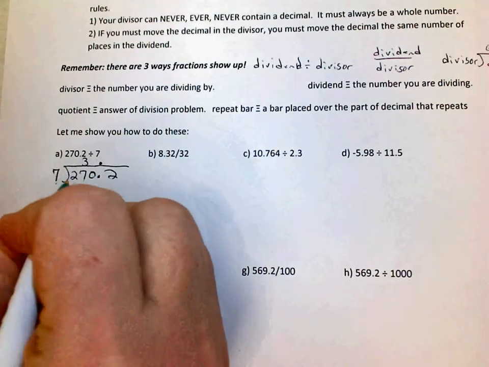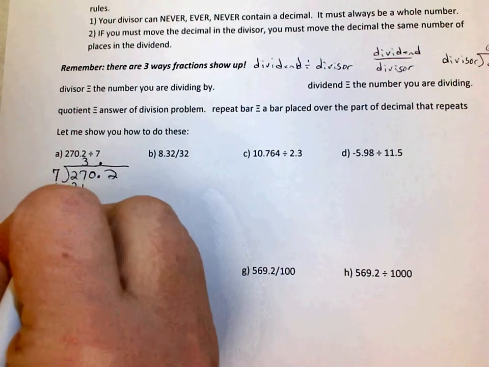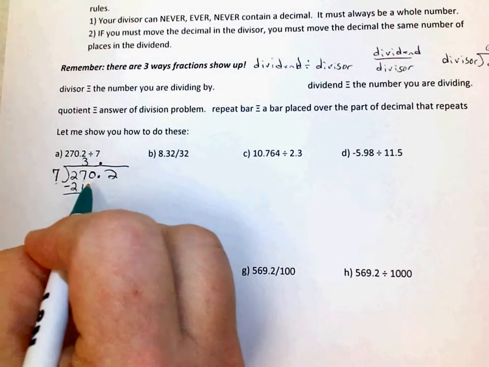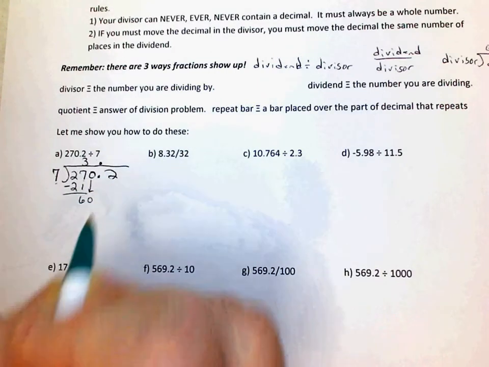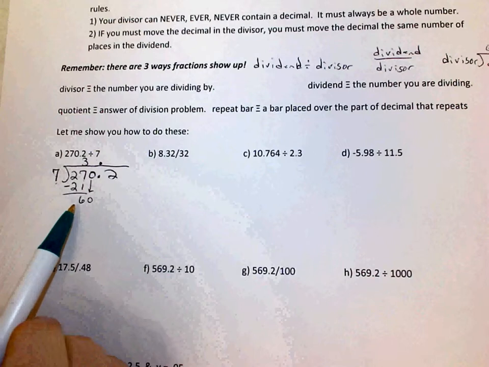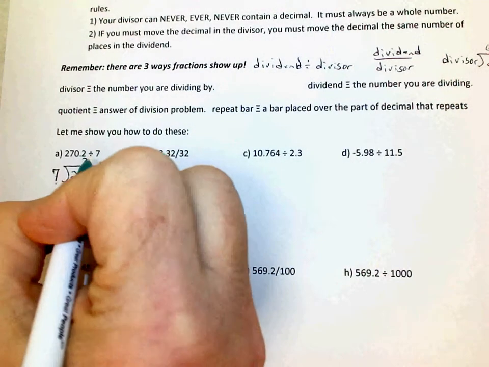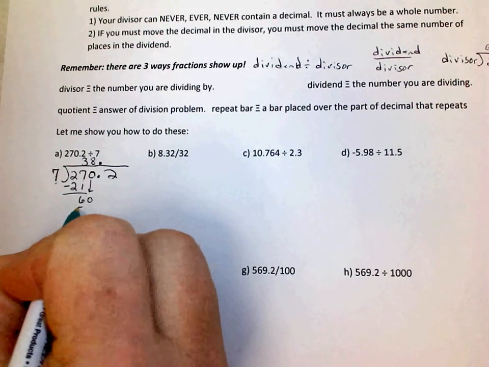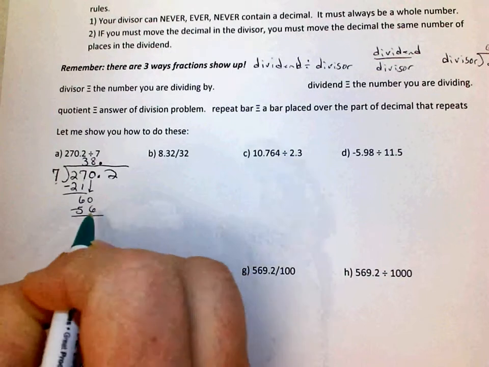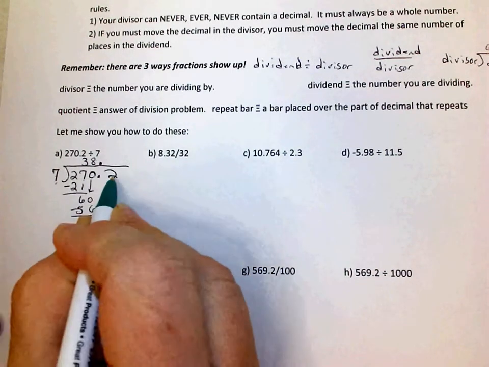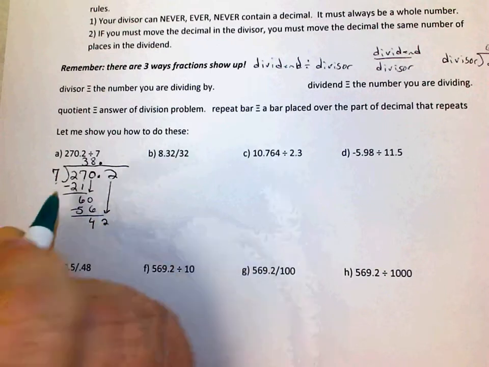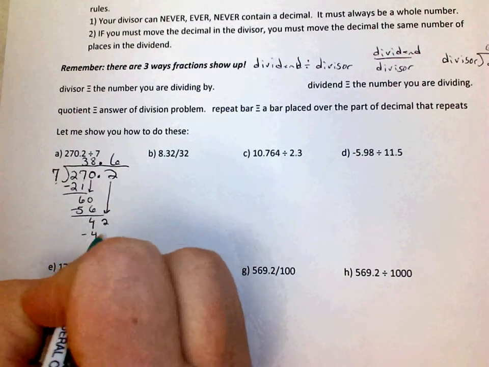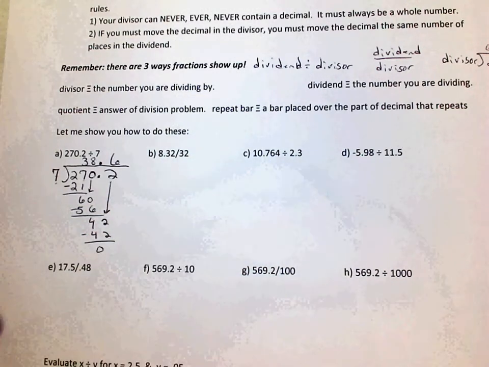3 times 7 is 21. We subtract. 7 minus 1 is 6. 2 minus 2 is nothing, so we don't have to worry about that. Bring down our 0. 7 goes into 60 8 times. 8 times 7 is 56. We have to subtract. That gives us a 4. And we bring our 2 down. 7 goes into 42 6 times. So minus 42. And we have no remainder.